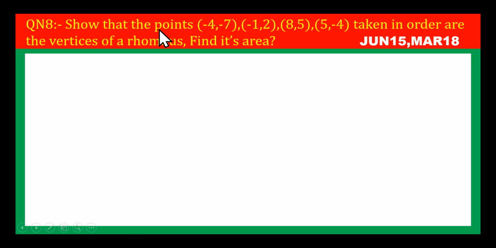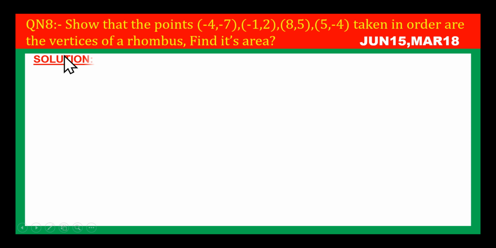Now in order to solve this, first of all, let us recollect the properties of a rhombus. When can you say that a quadrilateral is a rhombus? Yes, good. In any quadrilateral, if all the four sides are equal, then you can say that the quadrilateral is a rhombus. Rhombus is a quadrilateral in which all the four sides are equal. Good. Now let us verify this.